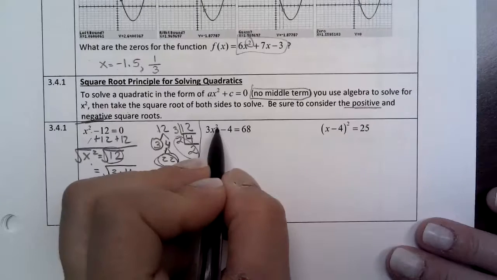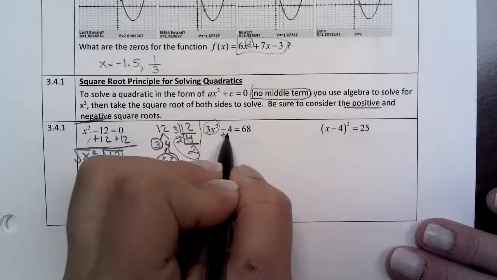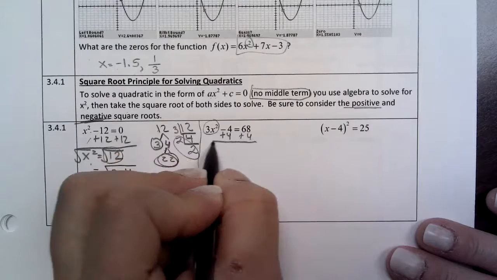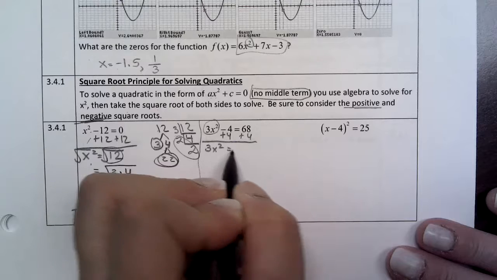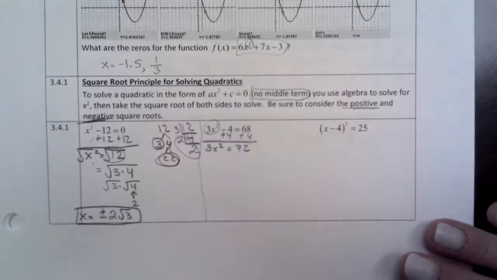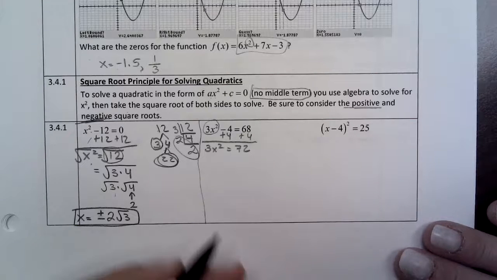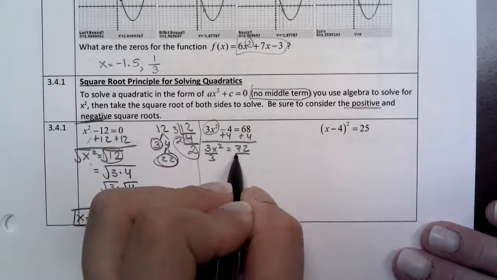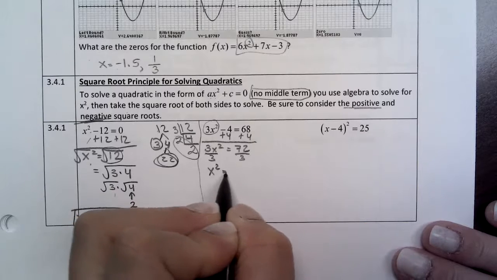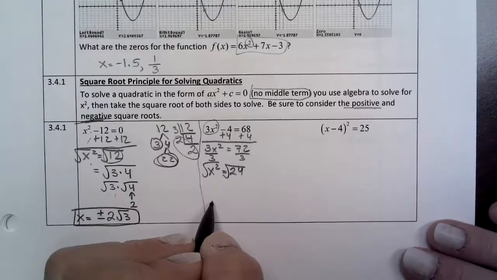So I'm going to start. I have to get this all by itself first. So I'm going to add 4 to both sides. So I get 3x squared equals 72. Then I'm going to do 72 divided by 3. I'm dividing both sides by 3 and I get x squared equals 24. Now I take the square root of both sides.